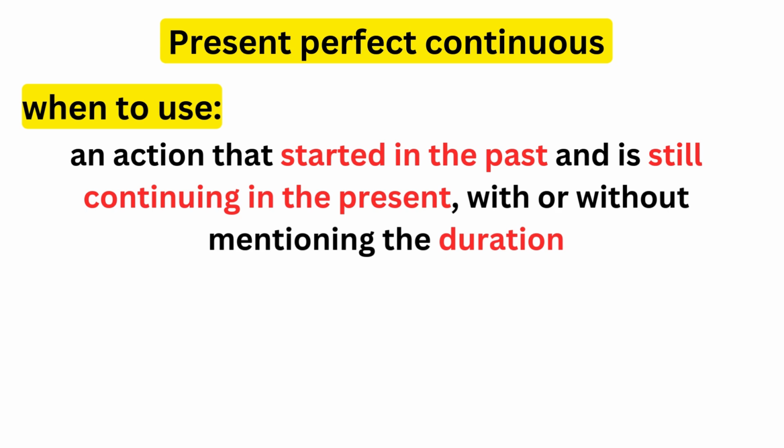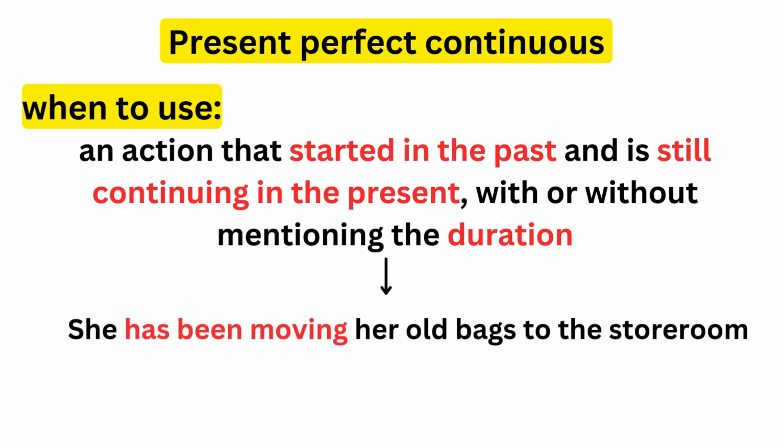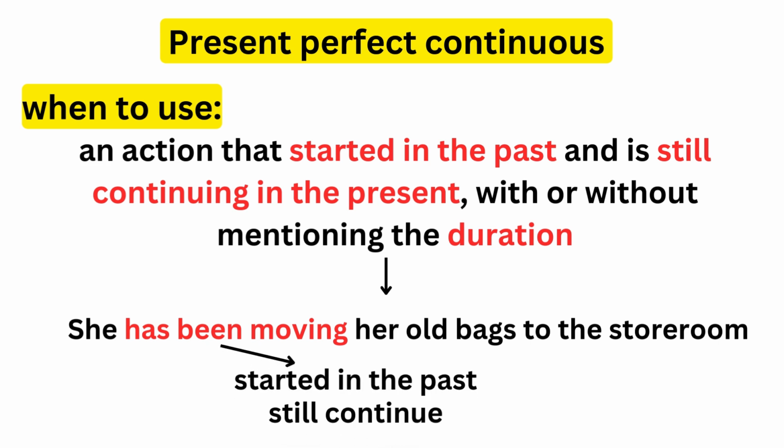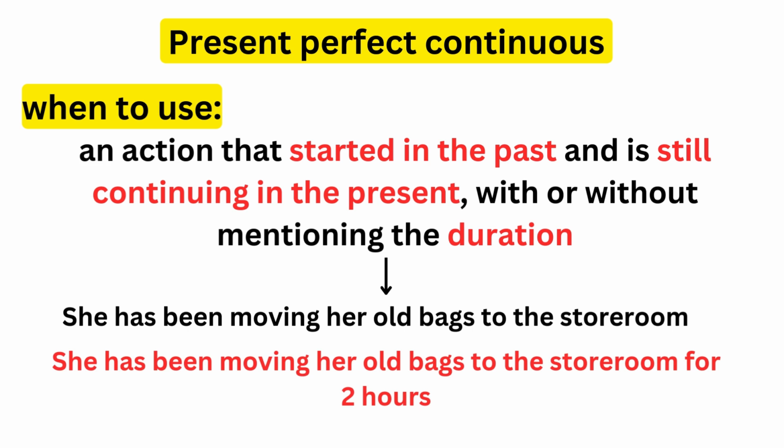For example, she has been moving her old bags to the storeroom. Here, moving the bags started in the past and is still continuing without mentioning the duration. Another example, she has been moving her old bags to the storeroom for 2 hours. Here, moving the bags started in the past and is still continuing with the duration 2 hours mentioned.